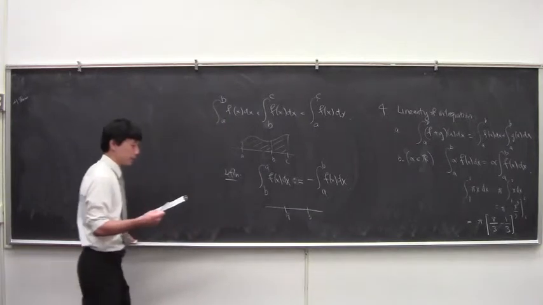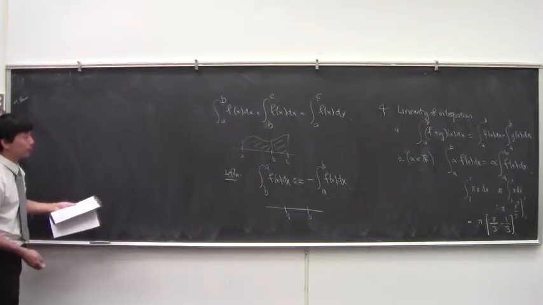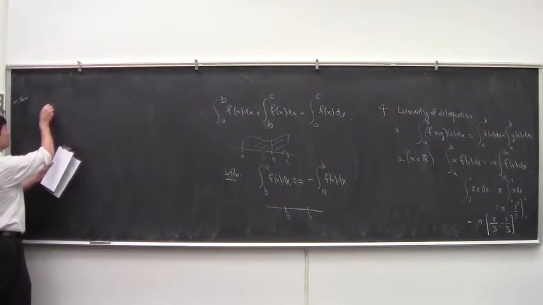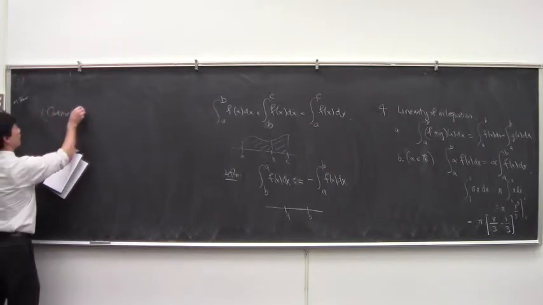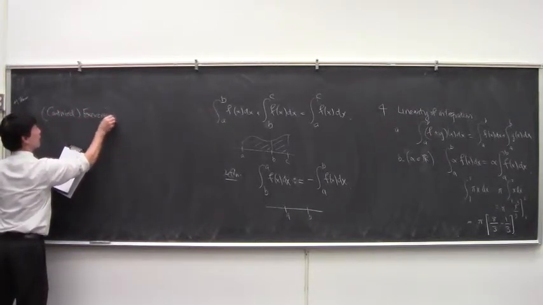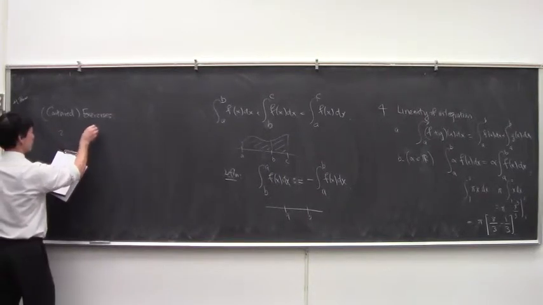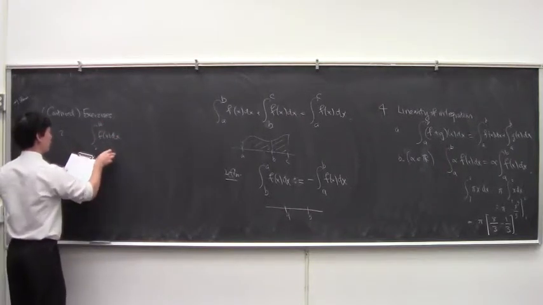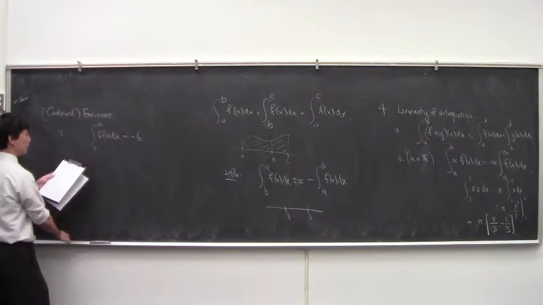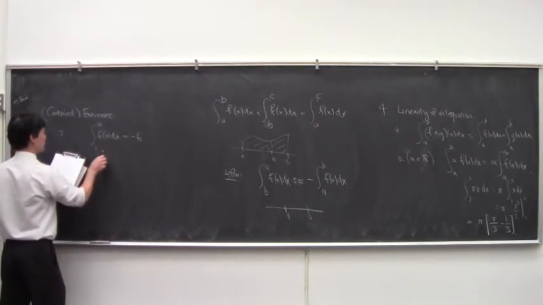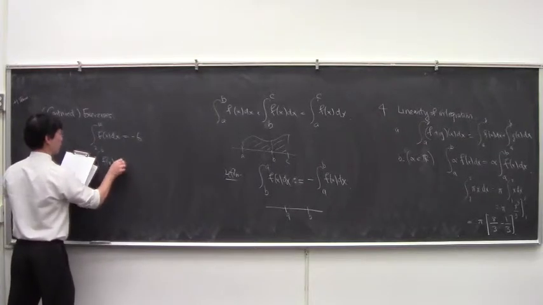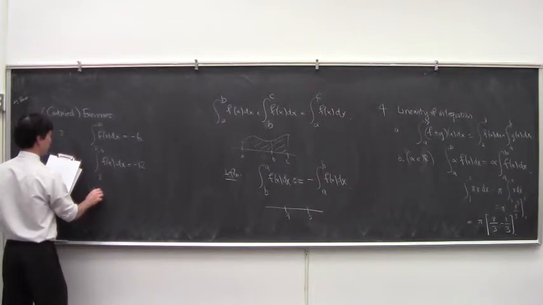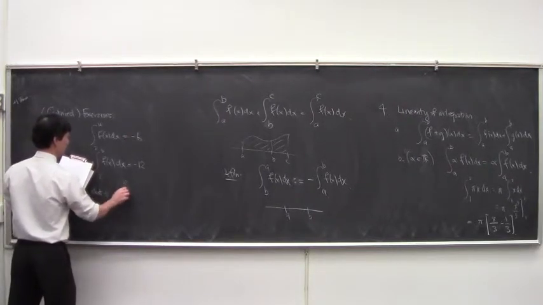So just to illustrate these properties, and this is sort of a contrived exercise. There are a bunch of contrived exercises in this section, and they're sort of like this. Somebody says, suppose I know that the integral of your function from 2 to 12 is negative 6, and the integral from 2 to 6 is negative 12. What is the integral from 6 to 12?